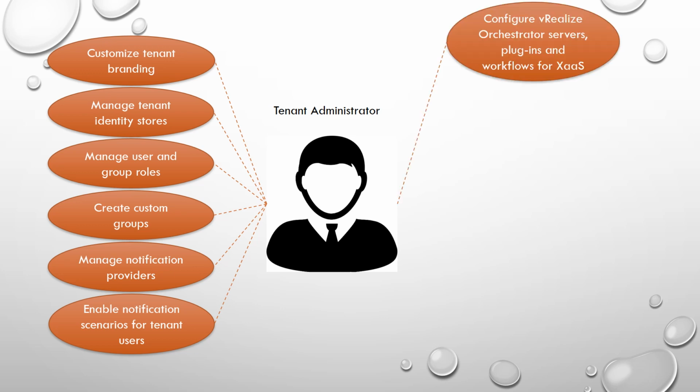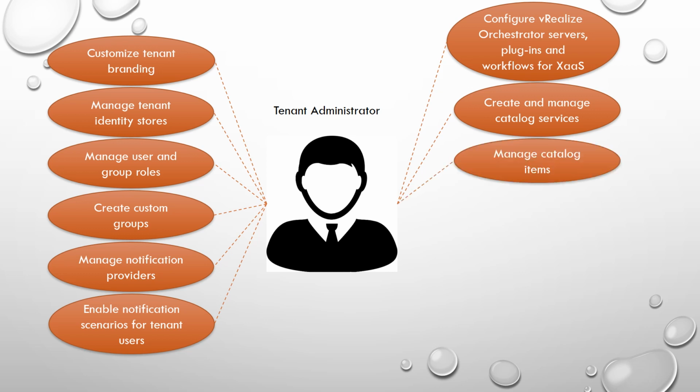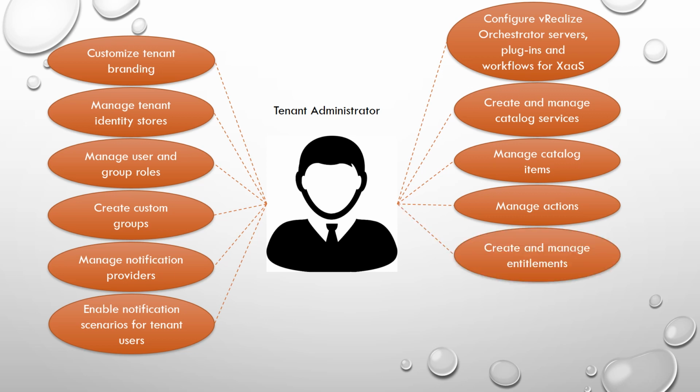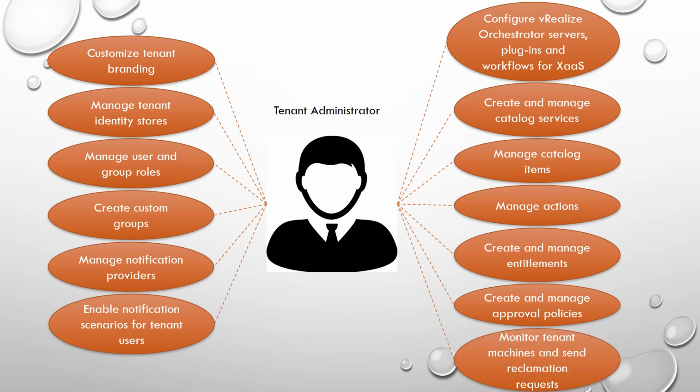You can configure vRealize Orchestrator servers, plugins, and workflows for XaaS. You can create and manage catalog services. You can manage the catalog items that are going to be associated with these catalog services. You can manage the actions that are going to be performed on these catalog items that have been linked to these catalog services. You can create and manage entitlements. You can create and manage approval policies. You can monitor the tenant machines and you can send reclamation requests according to them.